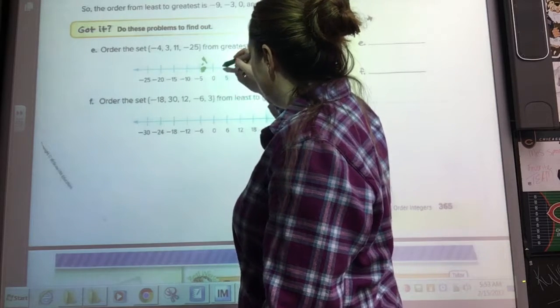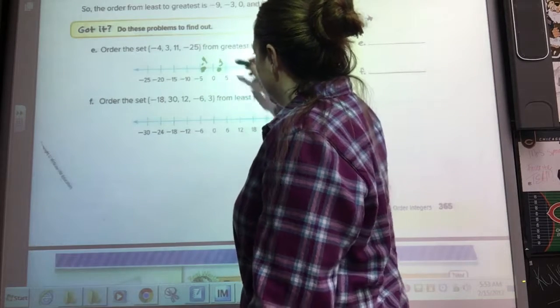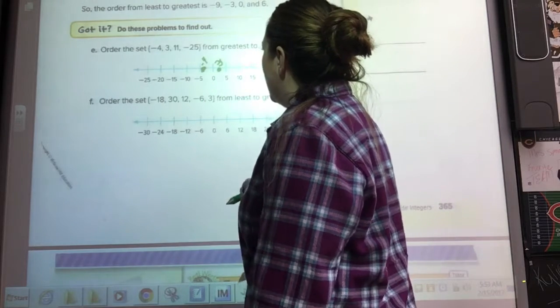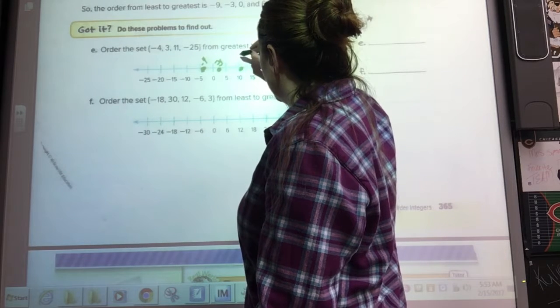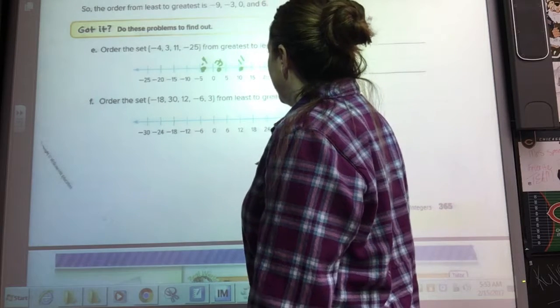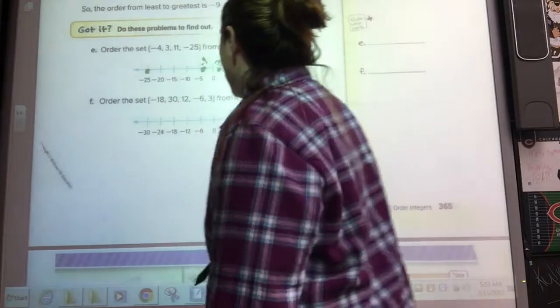I got 3. That's somewhere like right in here, maybe. That was a terrible 3. I got 11. That's just above 10. Wow, I got really off on this board. And -25, that's way down here. Way down there. Alright.